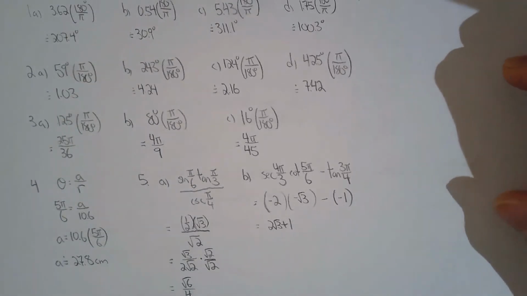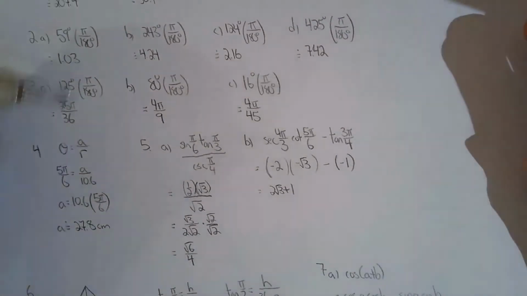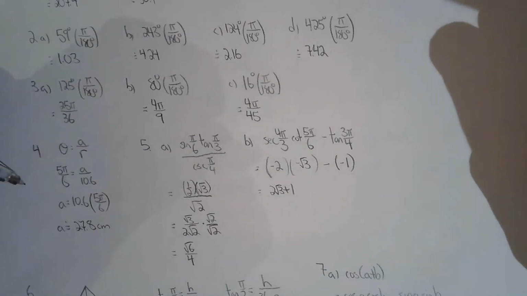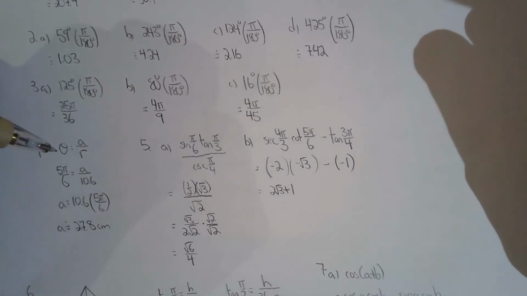Number 4, they gave me the central angle, they gave me the radius, and asked me to solve for the arc length. As long as I know that theta, the angle in radians, is the ratio of the arc length to the radius, then you can easily solve for the arc length.